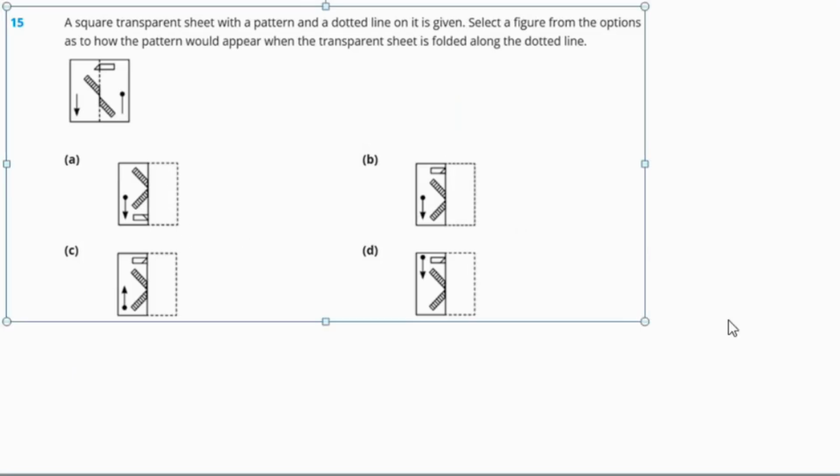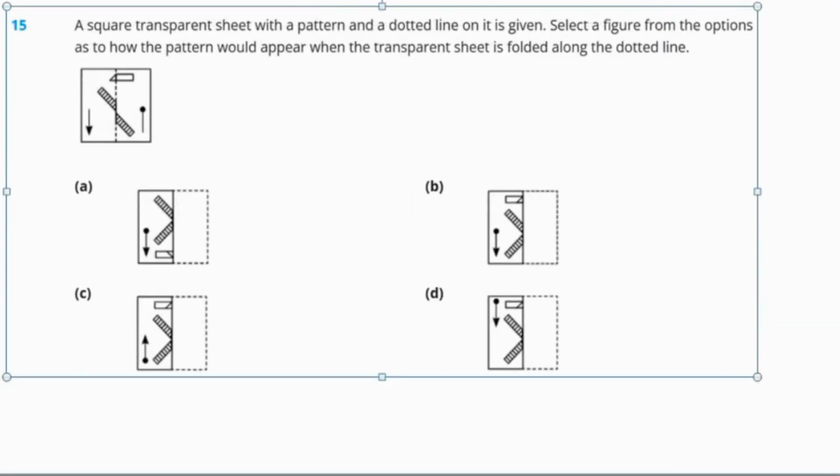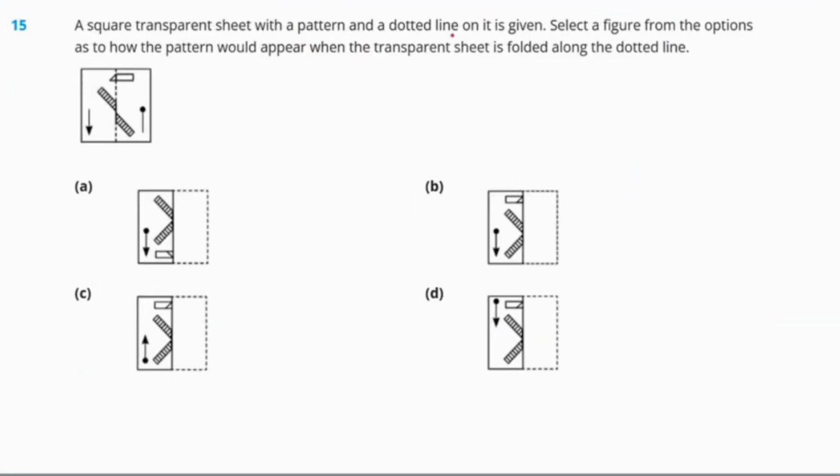Now the next question is saying a square transparent sheet with a pattern and a dotted line on it is given. Select a figure from the options as to how the pattern would appear when the transparent sheet is folded. So when we fold it like this, we need to fold this sheet. If we fold this sheet like this, this part will come here like this, and this part will also come over here like this. And this part will come over here and it will look like this. So if we check the entire one, we can say which option clearly matches with this: option B.